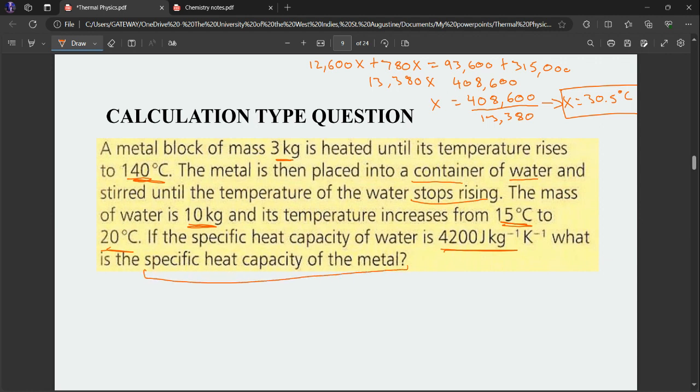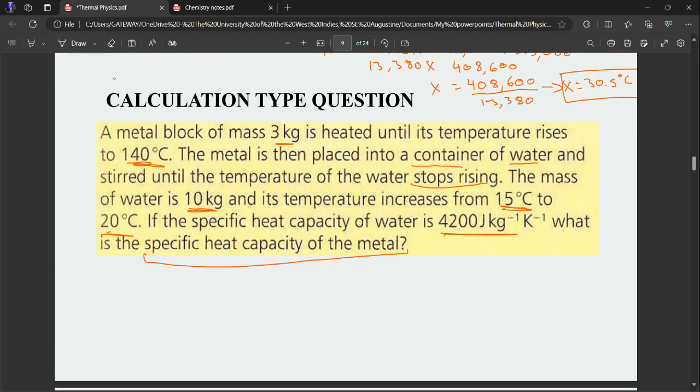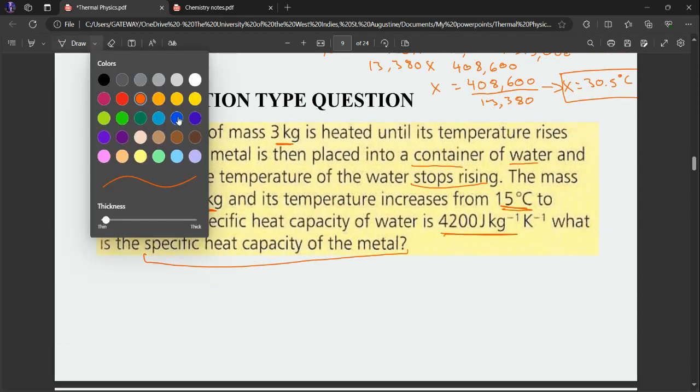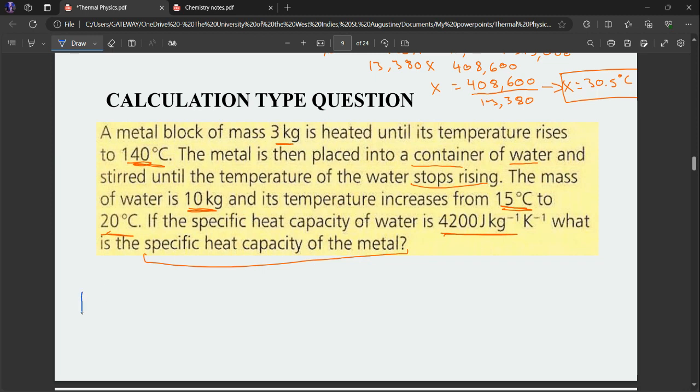Alright, so this is our next method of mixtures type question. So again, a diagram always helps with this. Right, so in the before diagram here, we have a beaker. It has water in it. Now the initial temperature of the water could be T1.